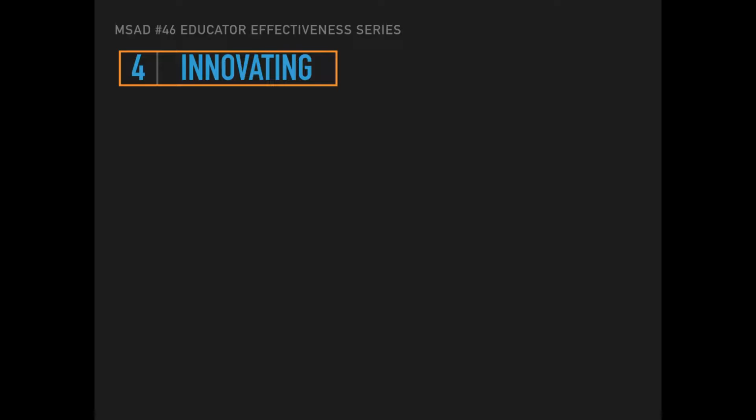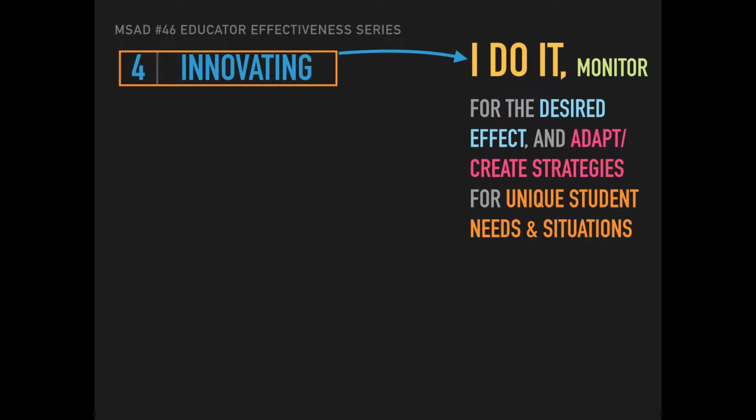So then what's a 4? What would it be to be considered innovating? If a 2 is I do it, a 3 is I do it and I monitor for the desired effect, then a 4 would be I do it, I monitor for the desired effect, and then I adapt or create strategies based on the unique student needs and situations.